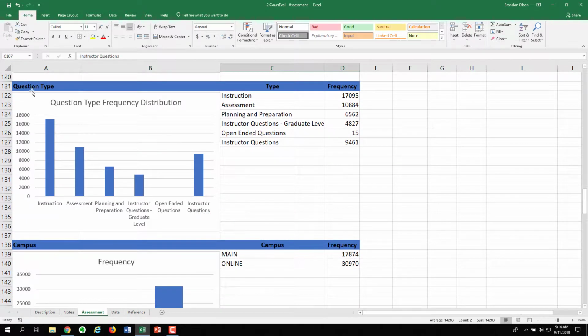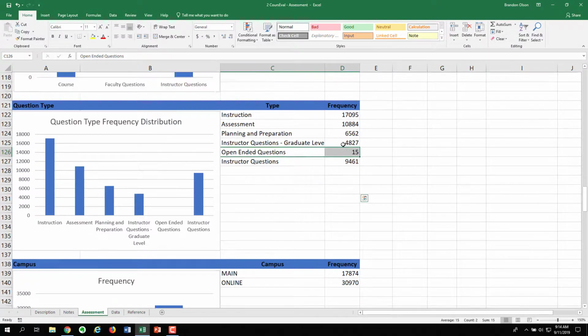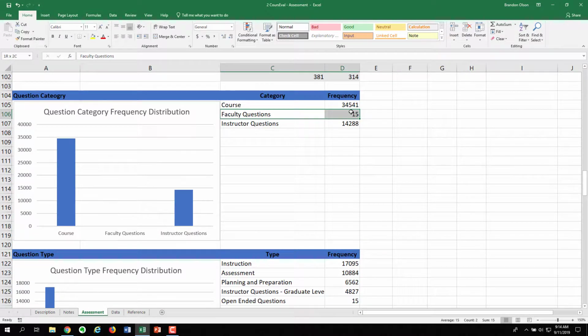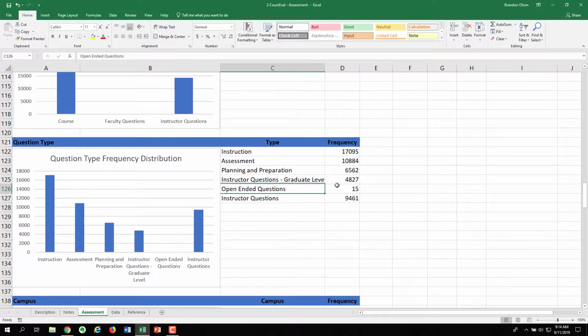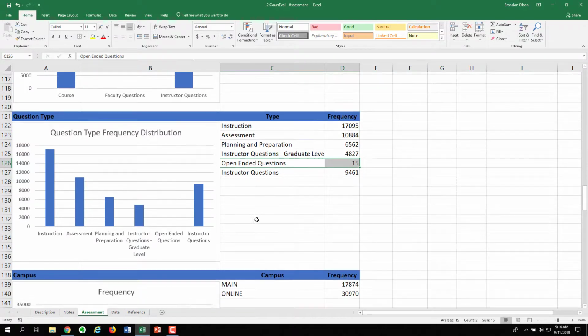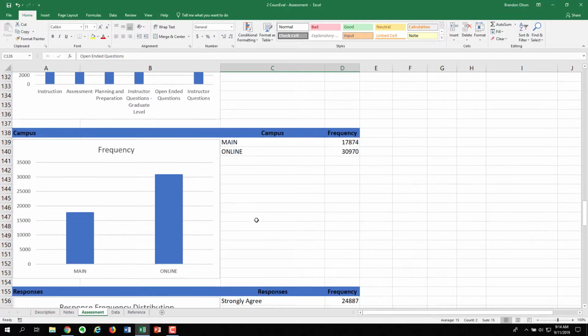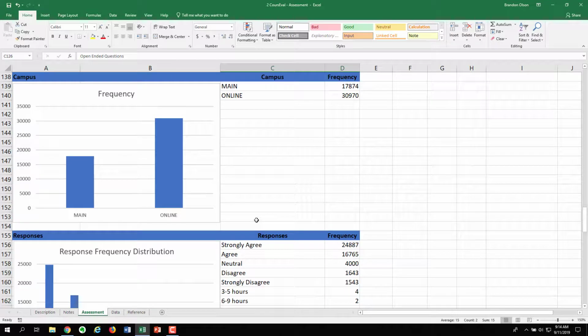Next, I took a look at the question type. Again, for each of these, I'm using that COUNTIF to get my frequency count. I see that there's different types of questions, and these are the different types of questions that I found. And that open-ended looks like that same number 15 that we saw here is also indicated here. So I'm really gaining a lot of insight from these frequency distributions to better understand the data that I have, and it's going to help me in my analysis.